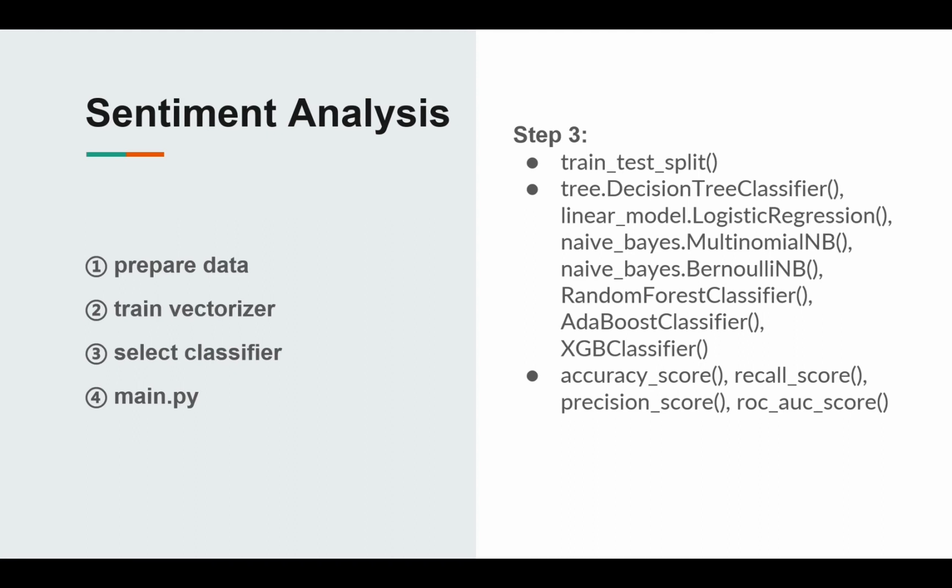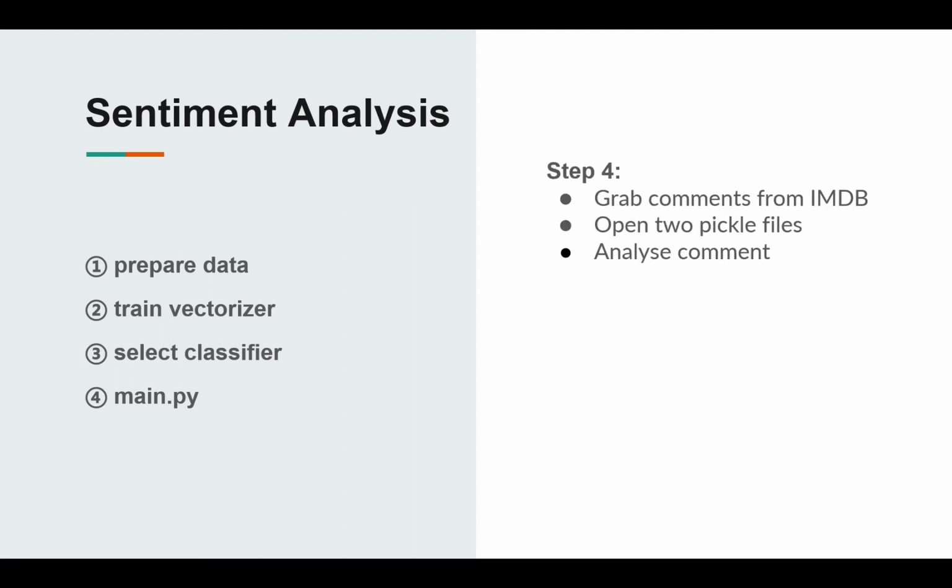We fit 7 classification models on the train set and test them on the test set. Then we use accuracy, recall, precision, and AUC as our criteria to compare them and store the best one, which is the logistic regression model, to a file. In the main function, we get our already trained vectorizer and model from files and grab the movie comments on the website.